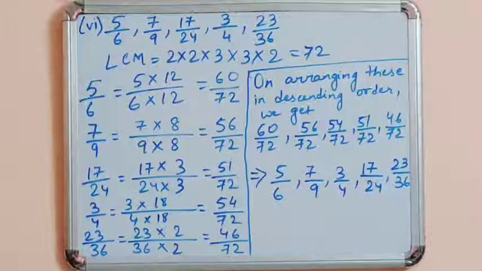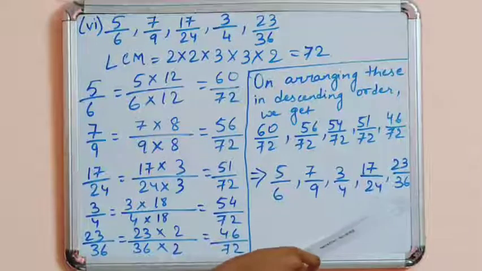So arrangement in descending order will be 5 by 6, 7 by 9, 3 by 4, 17 by 24 and 23 by 36.